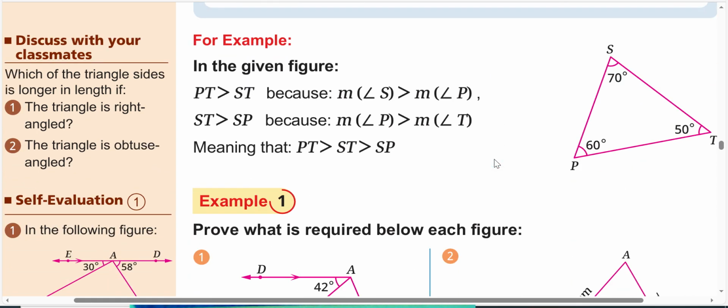Look at here. We can write the order of the sides here. We have 70 greater than 60 greater than 50. Then BT greater than ST greater than SP. You can write the order.